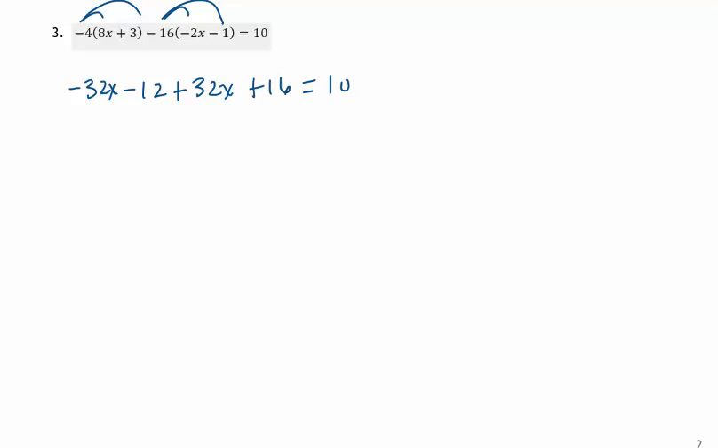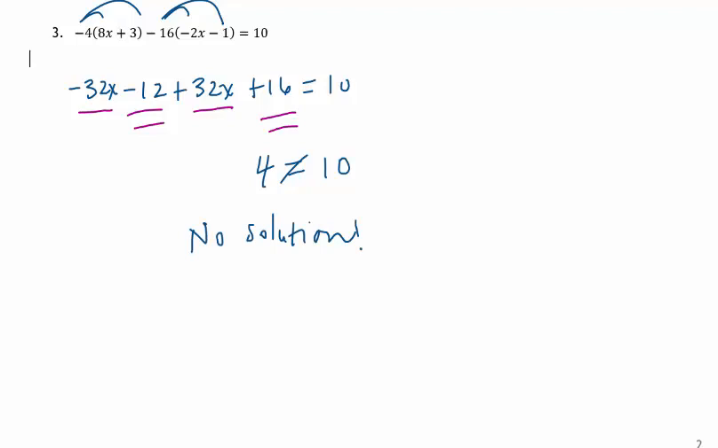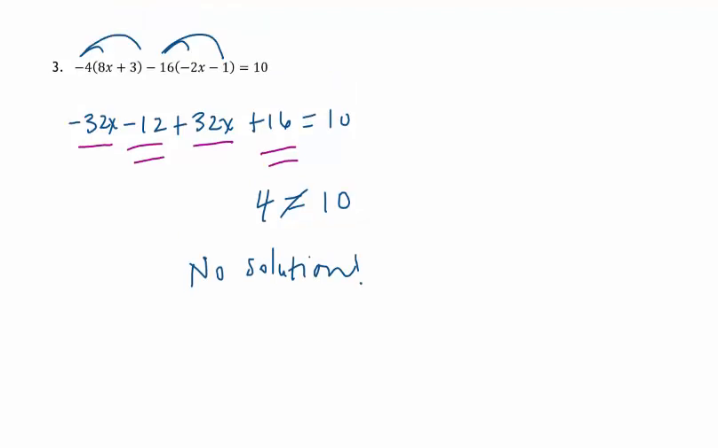The next step is to combine like terms. The negative 32x plus 32x is 0x, or just 0, and we're left with negative 12 plus 16, which is 4. And bring down the 10. So 4 equals 10. Right now we have reached a contradiction. 4 obviously does not equal 10. So if that happens, you get something that really is not equal, then we're going to say there's no solution to the equation, that this equation is inconsistent.